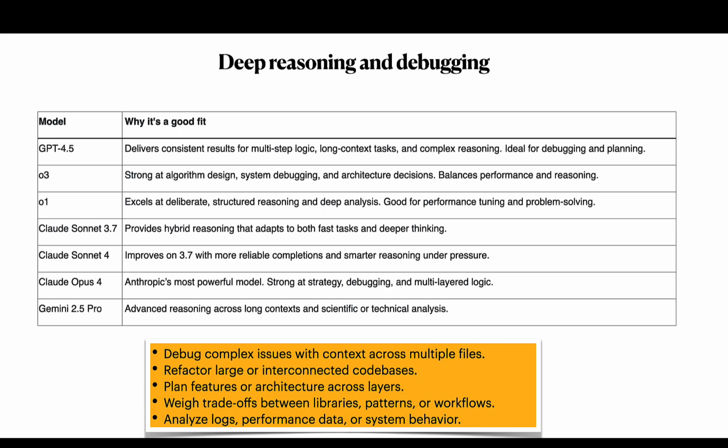Here are some of the tasks where you can use the above models: debugging complex issues with complex context across multiple files, refactoring a large or interconnected code base, planning features or architecture across layers, weighing trade-offs between libraries, patterns, or workflows, or analyzing logs, performance data, or system behavior. Okay, I hope it is clear.